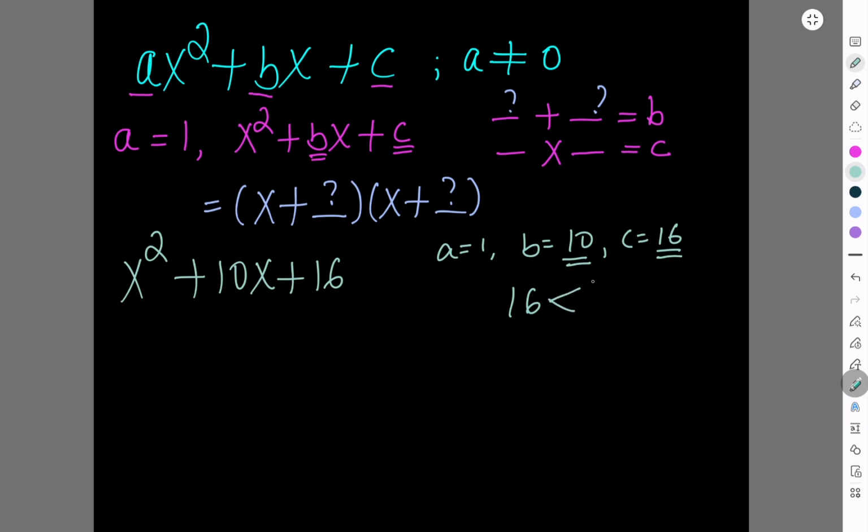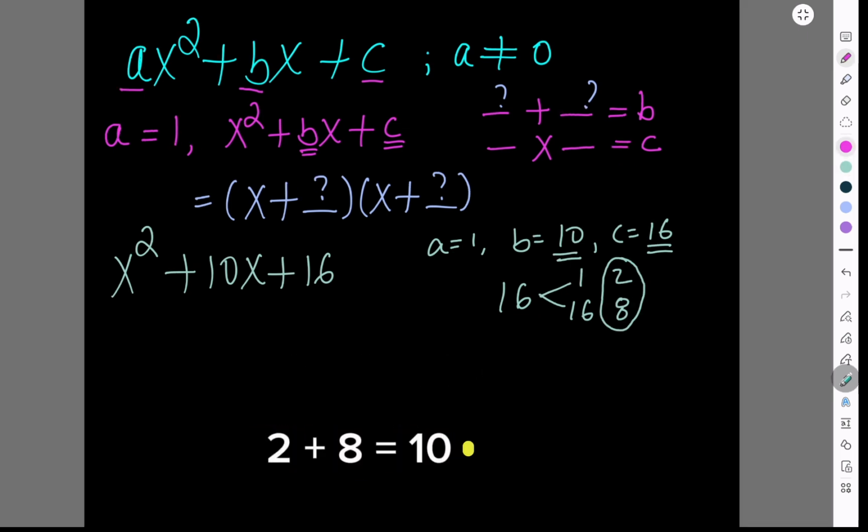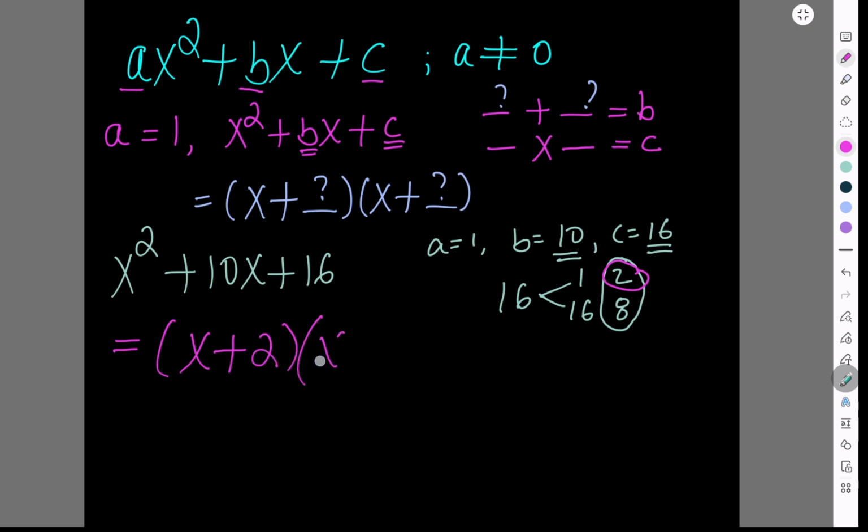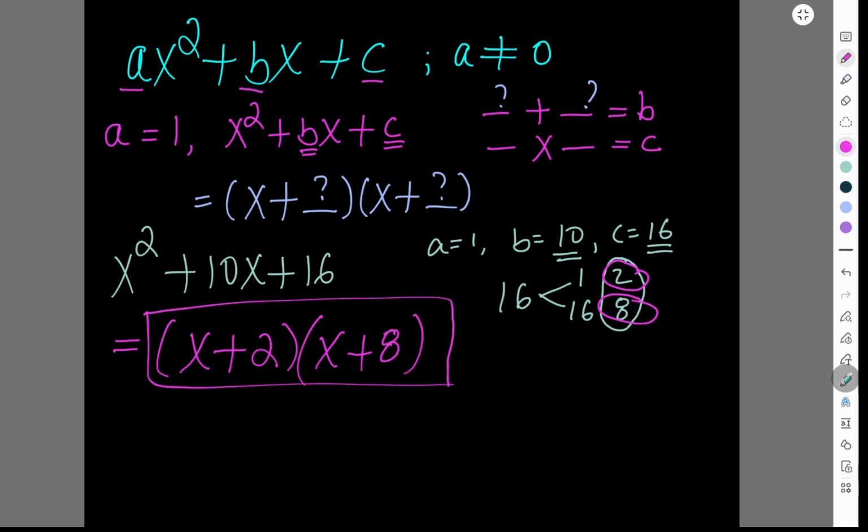10. And for example, if we consider 1 and 16, the product is 16, but the sum is not. Similarly, 2 and 8, 2 multiplied by 8 is 16, and 2 plus 8 is also 10. The factorized form of x squared plus 10x plus 16 is going to be what? It is x plus one of the numbers, say we can take 2 here, times x plus the other number, we can take 8. This is the factorized form of x squared plus 10x plus 16.